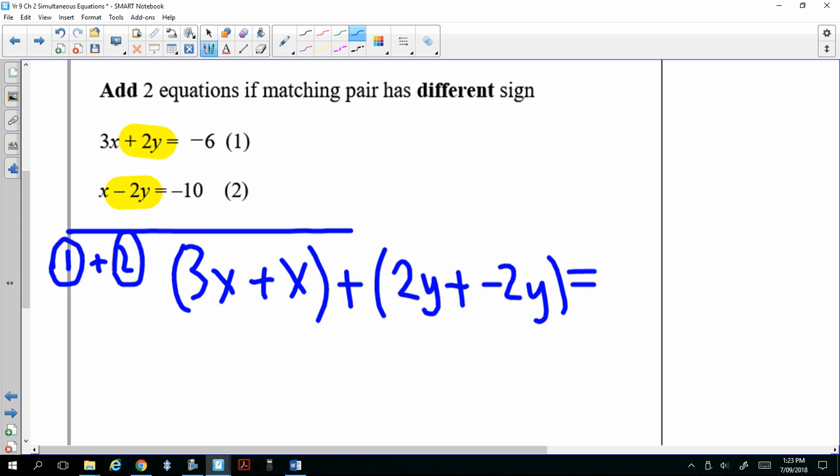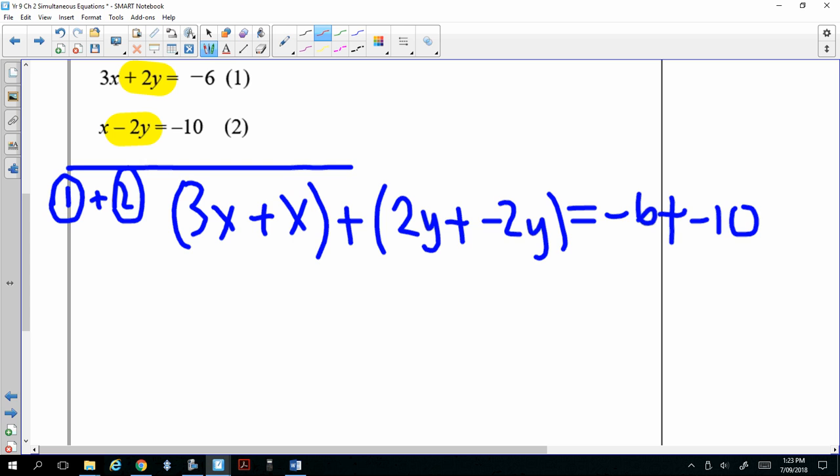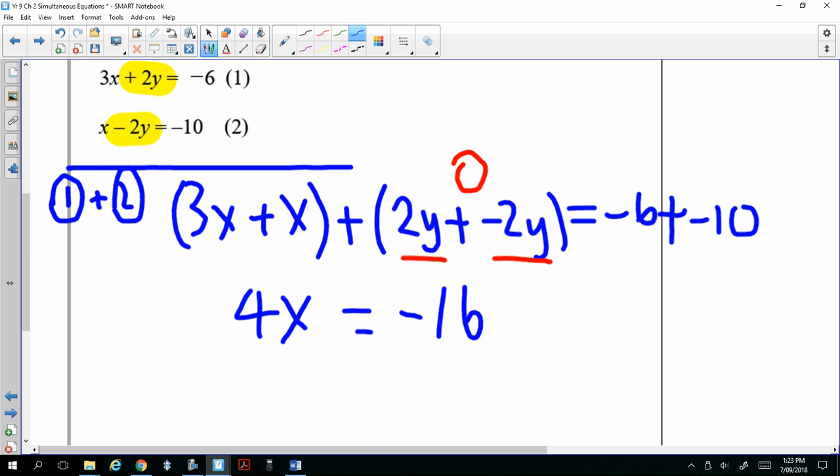Equal to negative 6 plus negative 10. So I'm going to add the x with the x, y with the y, numbers with the numbers. That's all you do. The reason I do that is because when you add the 2y and the negative 2y, they become 0. They get eliminated. So the equation becomes, collecting like terms, 4x equal to negative 16. Make sense?